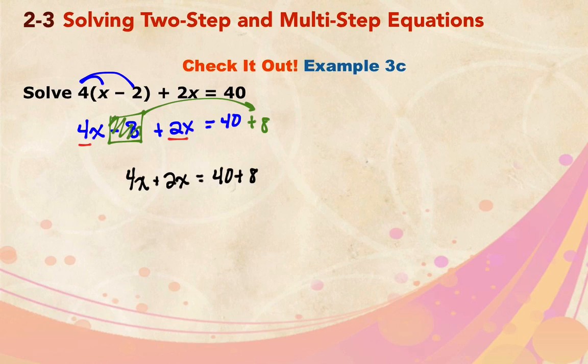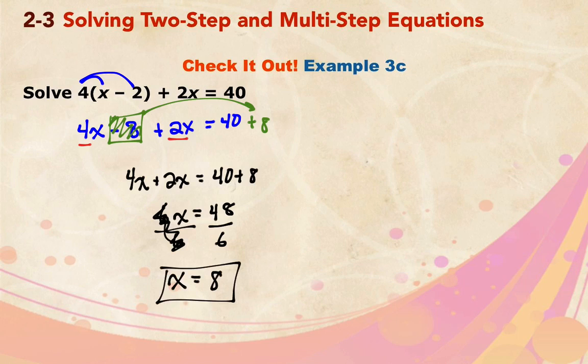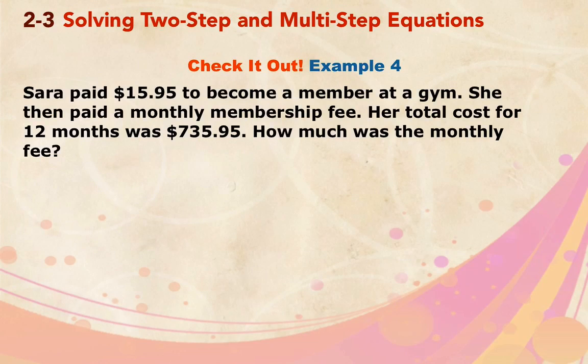Okay, so 4x and 2x is 6x equals 48, and I'm going to divide both sides by 6 to get rid of this. X is all by itself here, and then 48 divided by 6 is 8. Okay, so let's take a look at using these examples with some word problems.